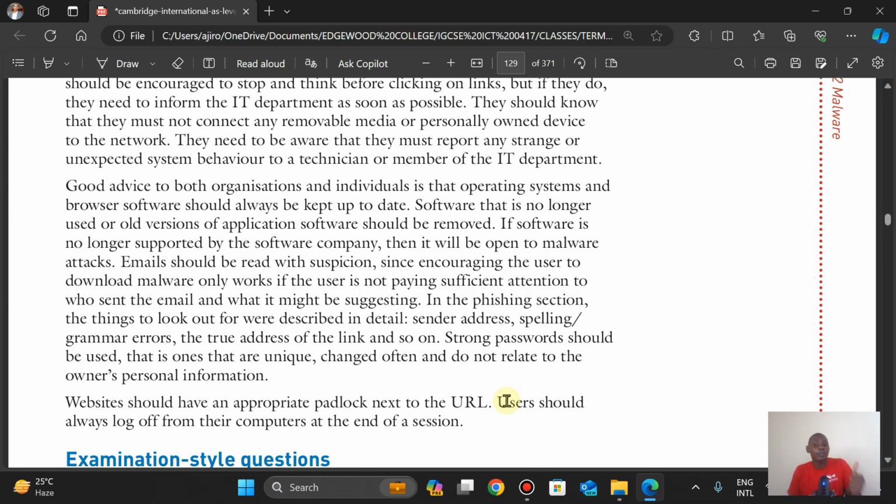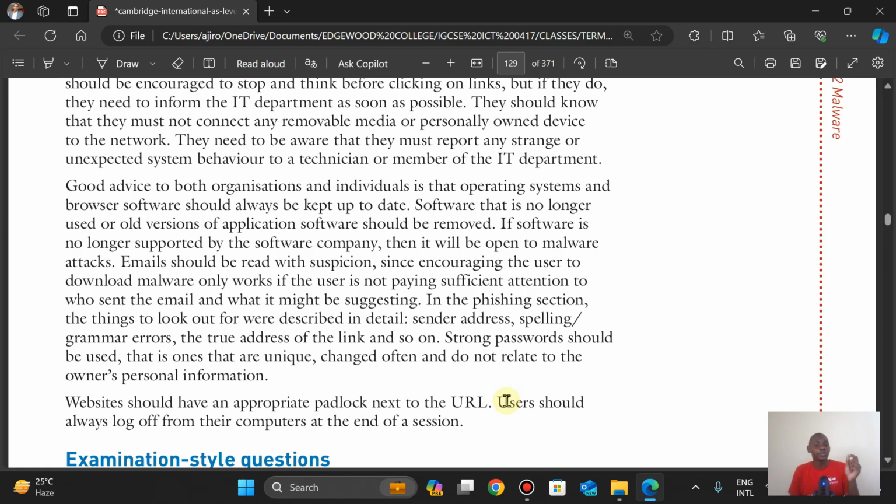Email should be read with suspicion, since encouraging the user to download malware only works if the user is not paying sufficient attention to who sent the email. In the phishing section, the things to look out for were described in detail: grammar, spelling, the sender address, the true address of the link, and so on. Finally, strong passwords should be used. That is one that is unique. It should be changed often, and it should not be related to any form of personal information.